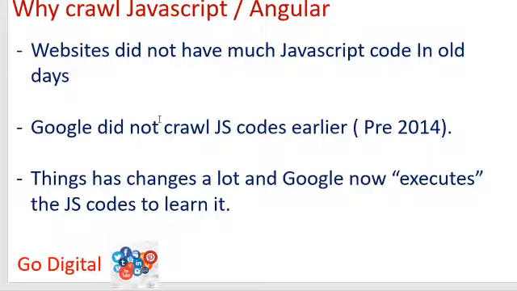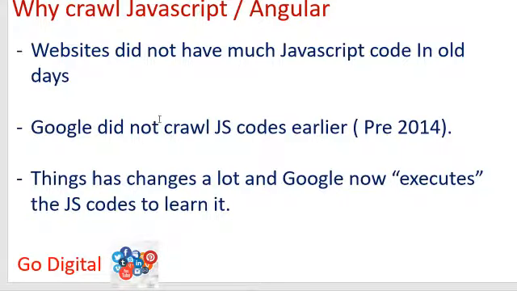In very old days, there was not much JavaScript code in any web page. Most of these web pages were static web pages where the contents were easy to understand, mostly HTML pages. But as time moved on, websites started using JavaScript code, and before 2014, Google did not understand this JavaScript code. It did not crawl the JavaScript code. But slowly, around 2009, Google started understanding this JavaScript code.